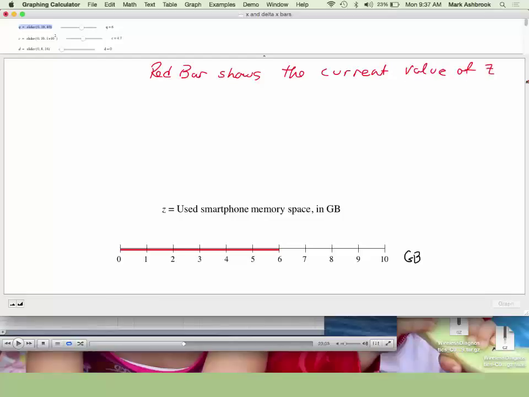Okay, now I want to show you another bar on the same scale. So it's still the scale of gigabytes of memory space used. But it's this blue bar. Now this blue bar, it starts here at what value on the scale? 2.1. And it ends at, looks like 4.6 to me.